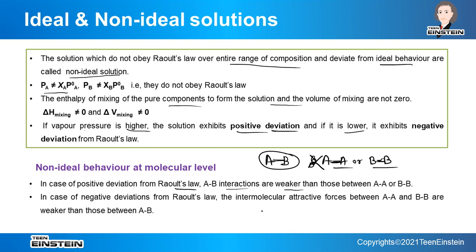And if it is negative deviation, now the AB interaction is greater than AA or BB. If this is the case, we say that it is negative deviation from Raoult's law. So the newly generated interaction is now very strong. As it is very strong, they will not try to move towards the vapor phase from the liquid state. They will try to remain close to each other, because the interaction is now stronger than before. So in the vapor phase they will have less tendency to move, and there is negative deviation from Raoult's law.